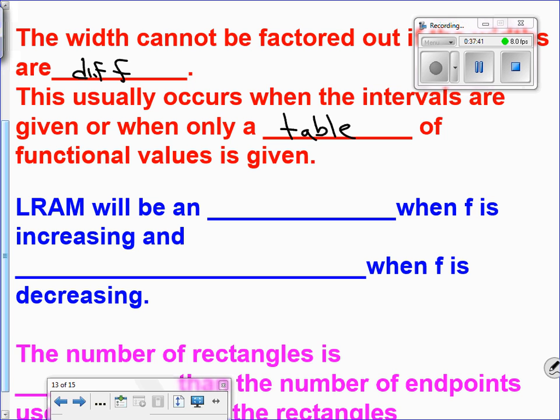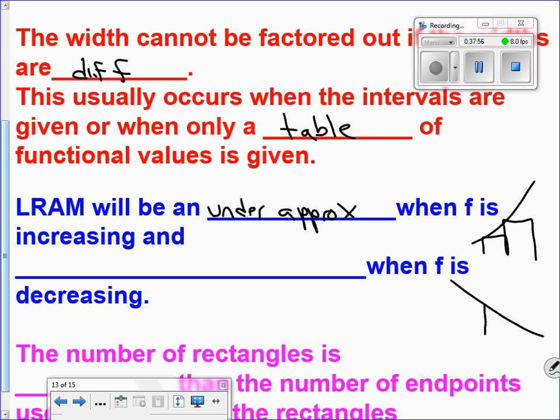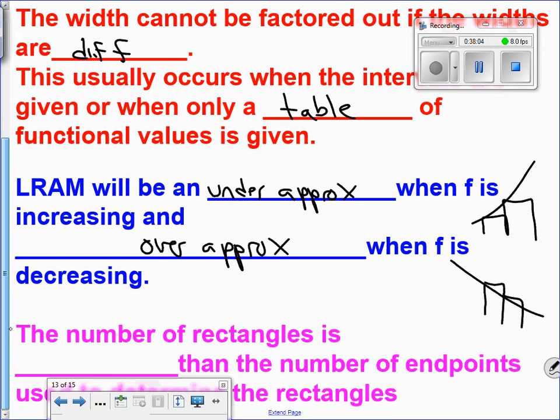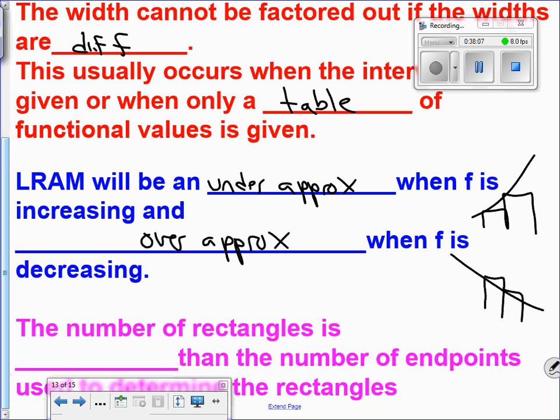LRAM will be an under approximation when f is increasing. If your function's increasing and you use the left side, it's going to be an under approximation. And if your function's decreasing and you use LRAM, it'll be an over approximation. And the number of rectangles is always 1 less than the number of endpoints.